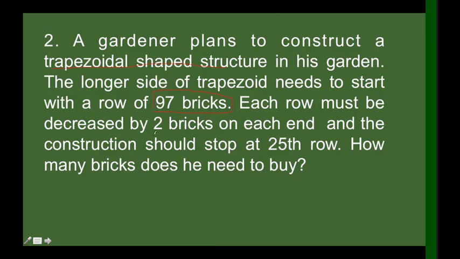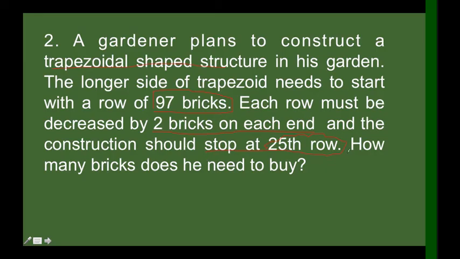And then, nababawasan ito ng 2 bricks at the end of the construction, and mag-stop siya ng pang 25th row. So, kailangan natin malaman kung ilang bricks ang ilalagay niya sa 25th row kung nag-start siya ng 97 at nagma-minus tayo ng 2 every time na nag-a-add siya ng row. No? So, first row, 97. Sa second row is 95. And so on until sa 25th row, ilan na lang yung matitirang bricks.